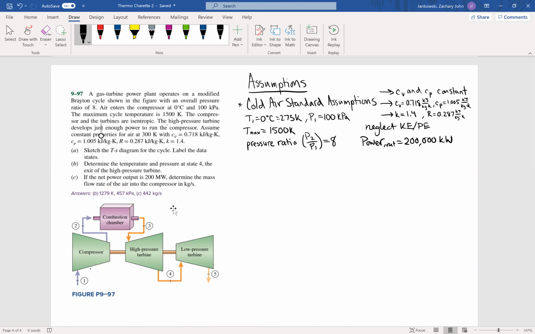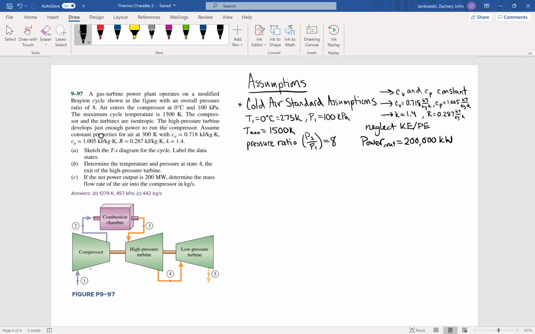So today we're asked to sketch a TS diagram for the cycle and label the data states for A. For B, we're to determine the temperature and pressure at state 4, the exit of the high pressure turbine. And for C, we're asked if the net power is 200 megawatts, determine the mass flow rate of air into the compressor in kilograms per second.